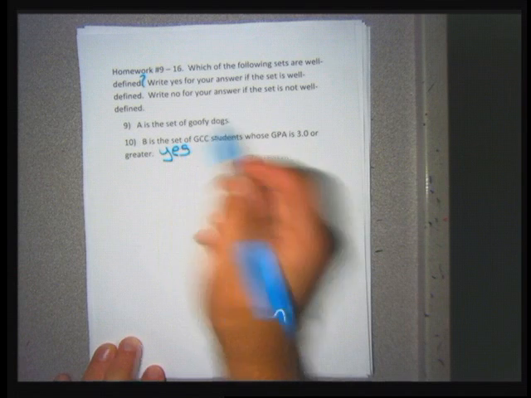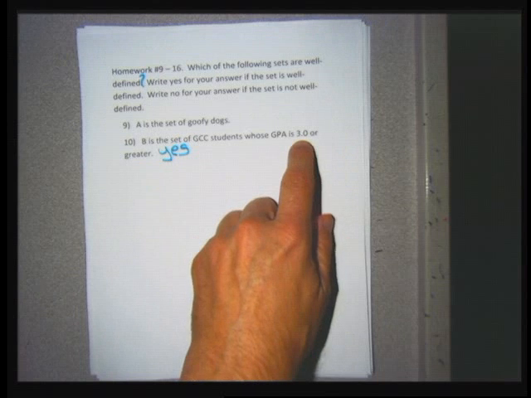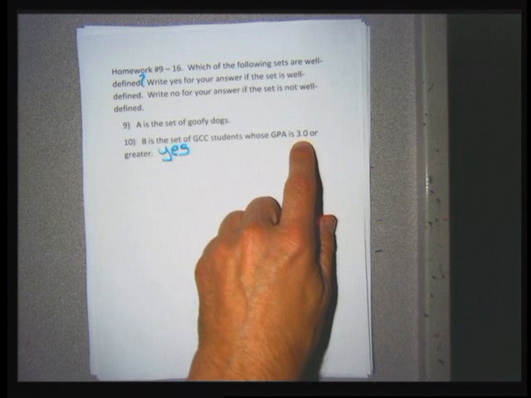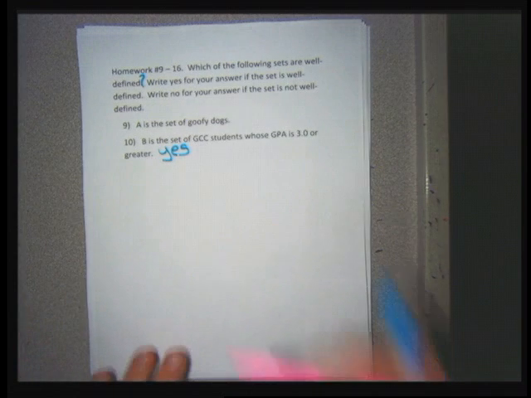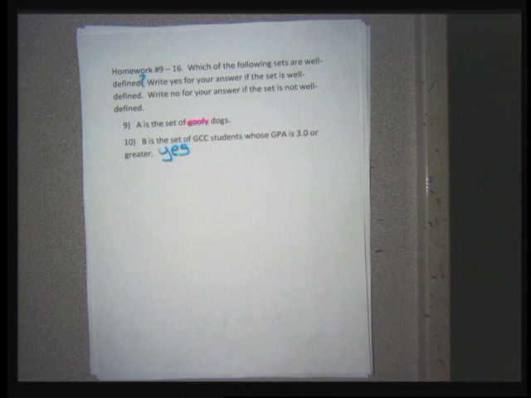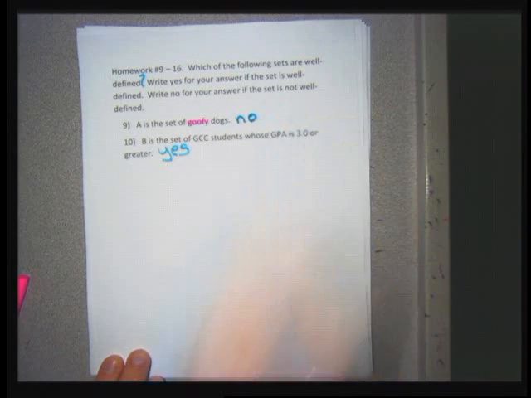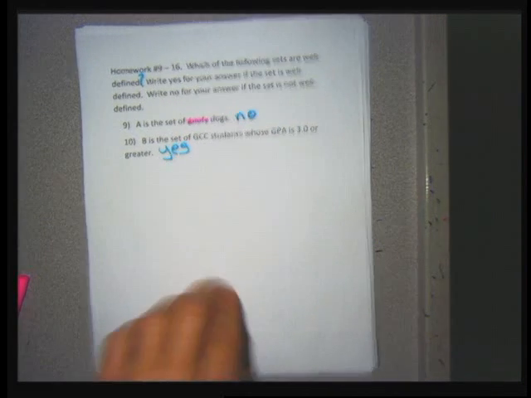This is well defined because there's a clear definition that's easy to decide whether someone is or isn't in the set B that's described. For your problem, goofy is kind of a word like nice or good. It's subjective, and whether somebody considers a dog goofy or not, that might differ depending on how you know the dog even. So this is probably not well defined, and so the instructions say write no if it's not well defined.